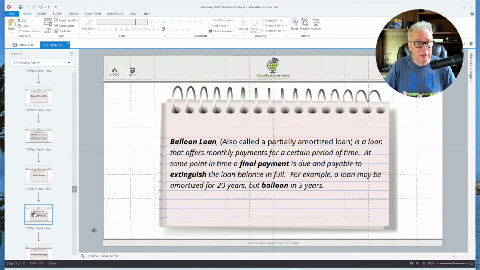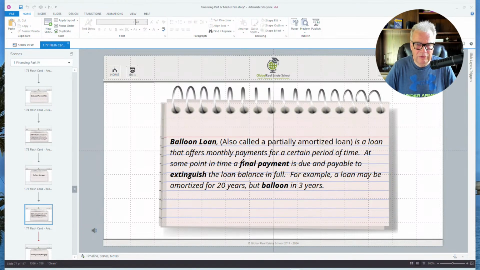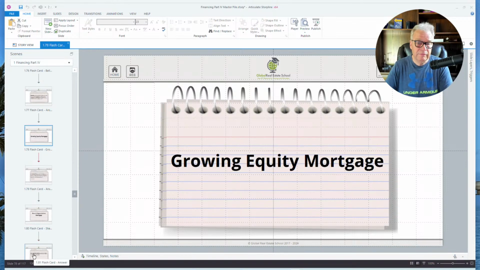So that's what we call a balloon mortgage or a balloon loan. It's actually a balloon payment. And the correct definition, as you can see here, is a partially amortized loan, okay? But it's a balloon mortgage, and so you amortize it over 20 years, but at the end of 3 years, you've got to go out and refinance and pay that note off.